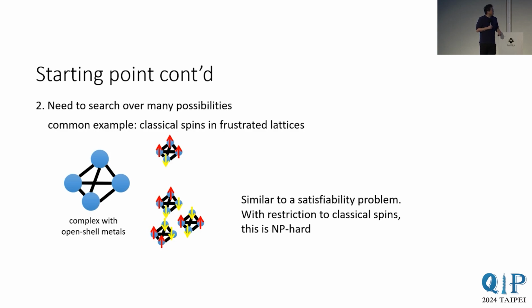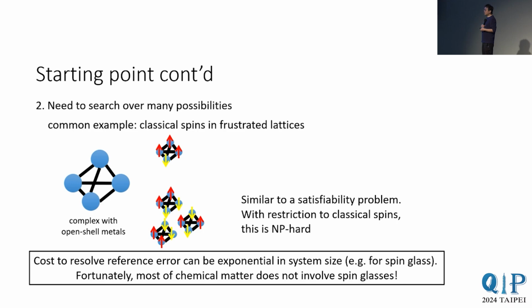Now, it's similar to a satisfiability problem if you assume that the spins are classical. So if you have a large system and you want to check all the possibilities, this is a sort of NP-hard problem. You have to search through all the possible classical spin states. And these problems do occur in real-life chemical systems. So the cost to solve this type of problem is exponential in system size, but it's exponential in this classical way.